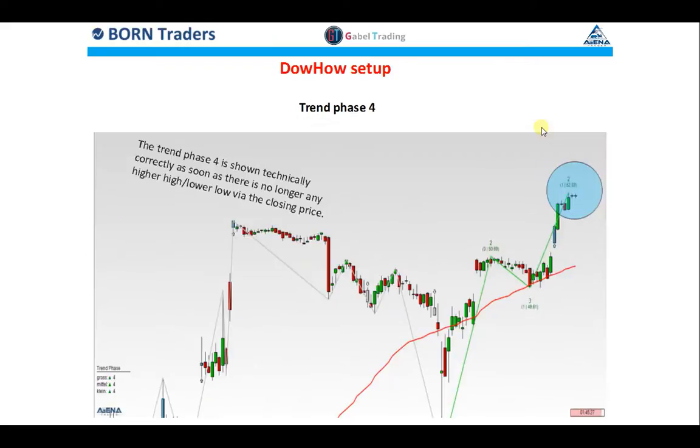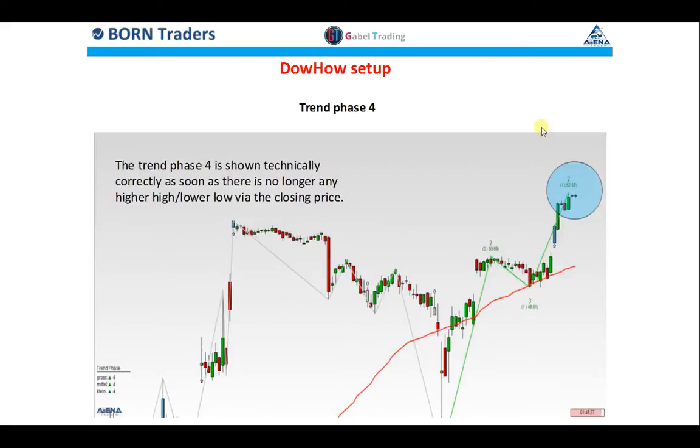The phase 4 is now eventually shown, technically correctly, as soon as there's no longer a higher high or respective lower low from the closing price. And precisely this is the beginning of the correction, no sooner and no later, but really only when there's no longer any higher high at the top or lower low at the bottom. Then the phase 4 begins immediately, because then up here the balance between supply and demand changes and the market goes into the correction.